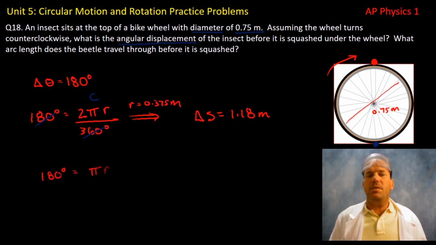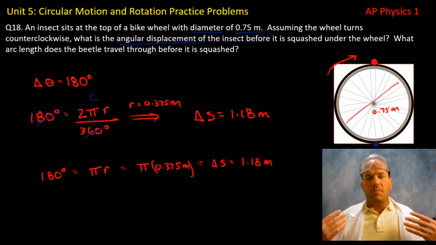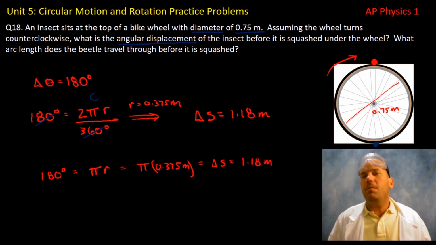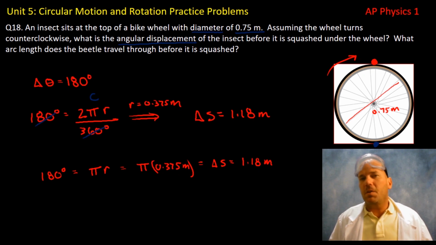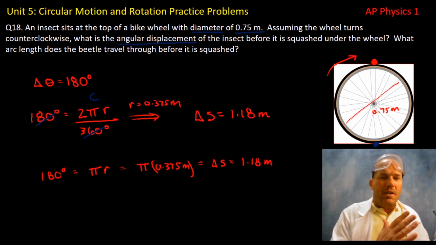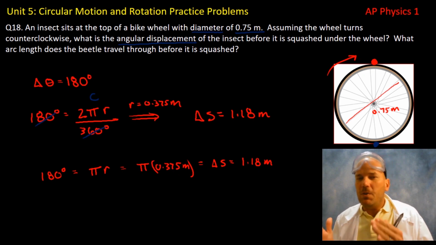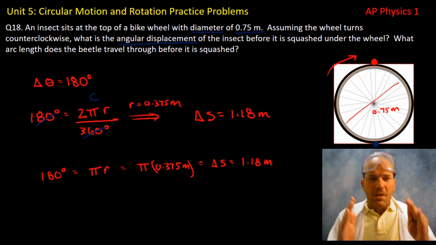Again, you could have just said pi r is equal to 180, and therefore pi multiplied by the radius gives you the same exact answer. You could have also converted this into radians and gone from there. As long as you are getting to an arc length of about 1.2 meters, you're good.